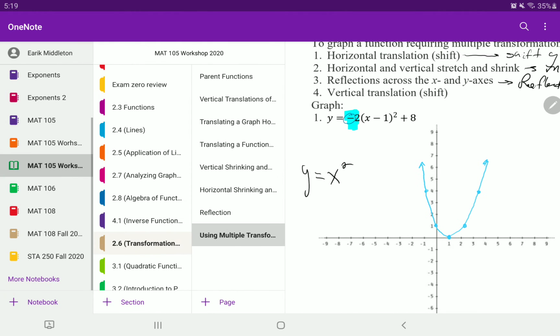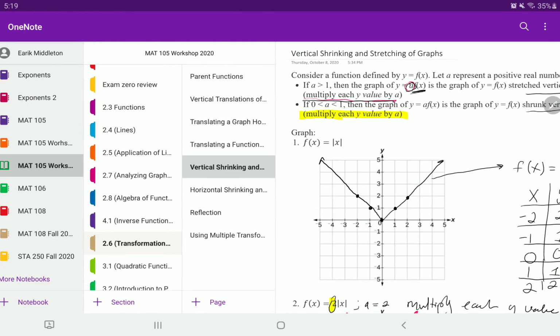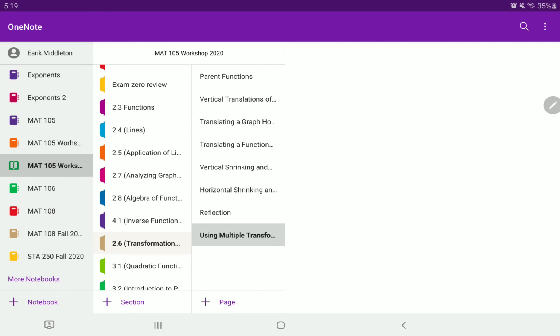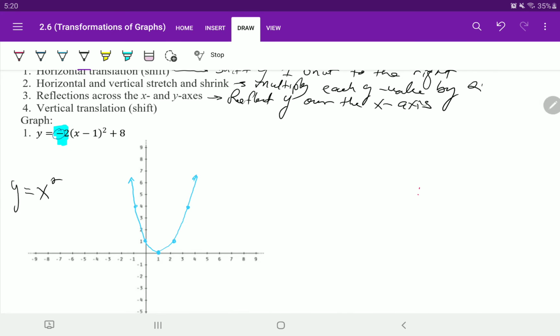And that goes back to first going to the vertical stretch and the vertical shrinks. When there's a number on the outside of the function, you're going to stretch that vertically by a factor of a, and that's multiplying each y value by a. But also there is a negative sign on the outside of the function as well, which means that's a reflection across the x-axis, thus changing the sign of all the y values. So I'm going to take care of two birds at the same time. I'm going to multiply each of the y coordinates by 2 and then change its sign. And that's going to take care of these two in tandem.